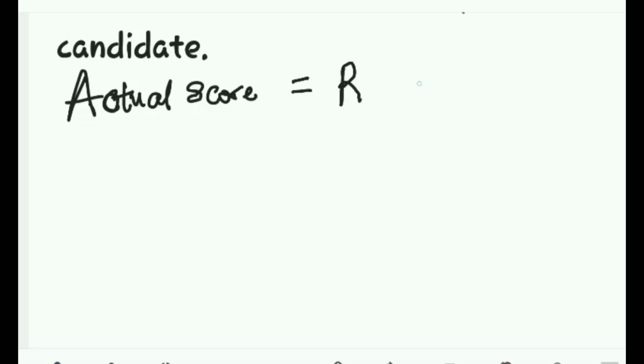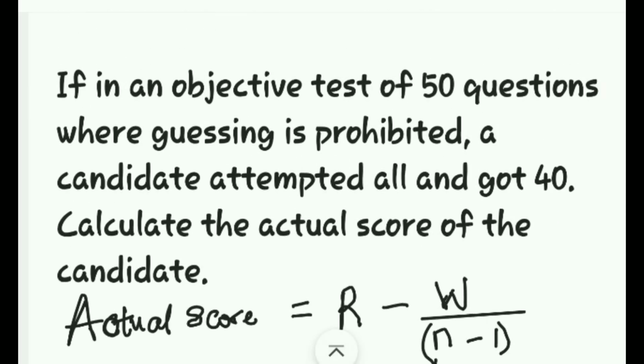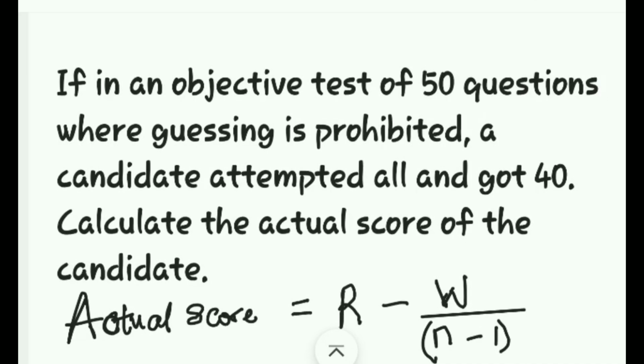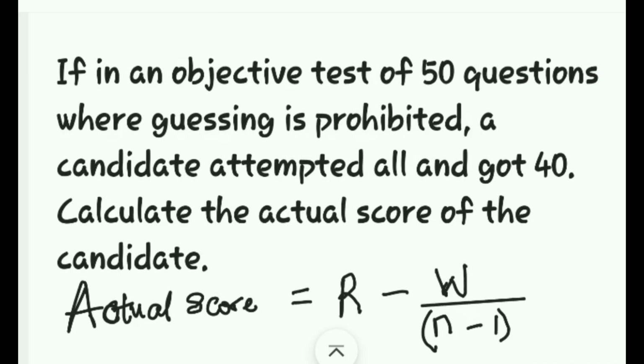the number of right questions minus the number of wrong questions divided by the number of options minus 1. R represents the number of questions got correctly. In this case, our R is 40. W represents the number of questions incorrect, and N represents the number of options. There are 50 questions in all. He answered all the 50 questions. This candidate answered all the 50 questions in an objective test of 50 questions where guessing is prohibited.